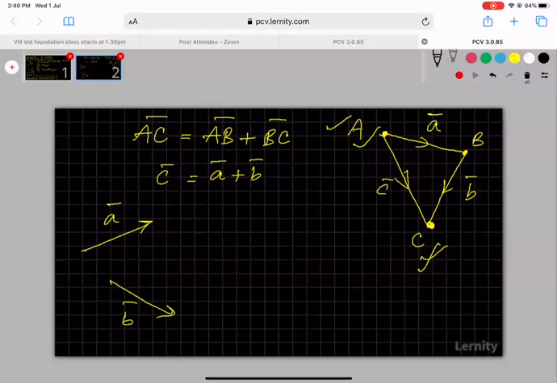Draw A bar, same length, same direction, and then wherever you stop drawing A bar, start drawing B bar, the second vector, in the same direction as B bar with the same magnitude. So this is what it means that you have drawn A bar and B bar successively, one after the other.